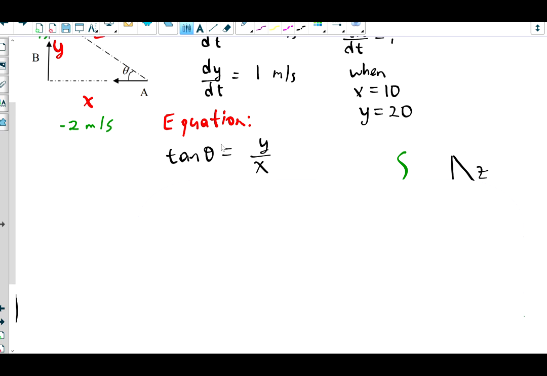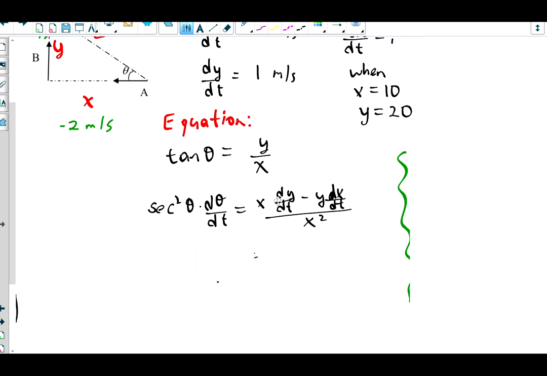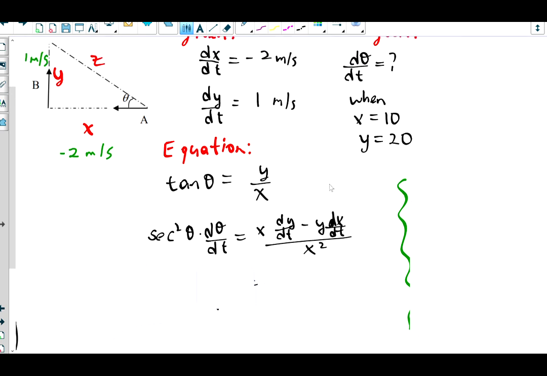And what are we going to do with that? As is typical, we're going to differentiate it with respect to the time variable. So differentiating the left-hand side, we'll get secant squared theta d theta dt. On the right-hand side, we must use the quotient rule. They both depend on time, so both are functions of time. So it'll be x times dy dt minus y times dx dt, everything divided by the denominator squared, x squared. And let's see which of these quantities we know that we can substitute.